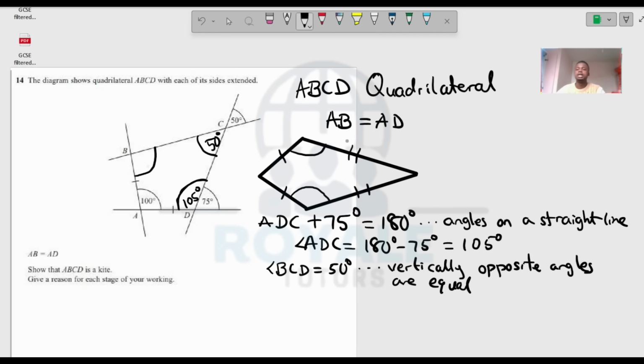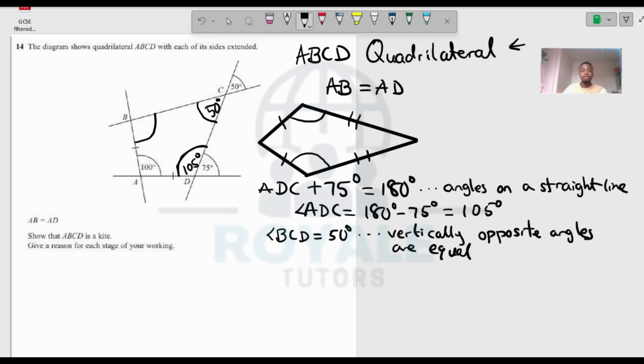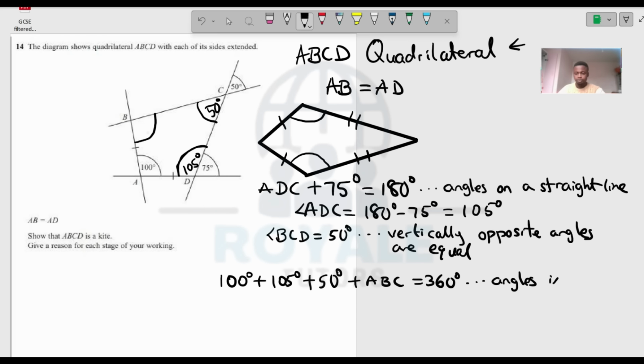Remember, they gave us a point that ABCD is a quadrilateral. And we know for sure that for every quadrilateral, if you add together the angles, it is supposed to give us 360 degrees. So you have 105 degrees plus 50 degrees, then plus ABC, it's supposed to give me 360 degrees. Why? Angles in a quadrilateral.